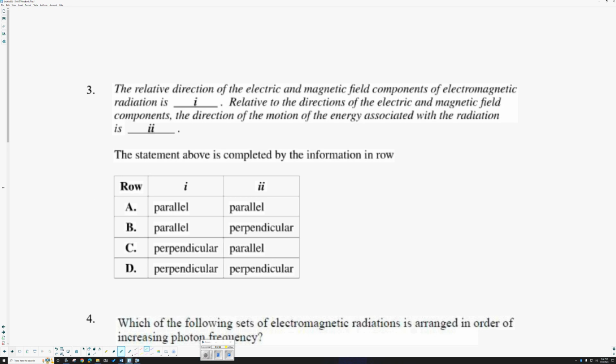3, the relative direction of the electric and magnetic field components of the EMR radiation is, listen, I told you guys in the last unit, if you have to guess a direction in the magnetism unit or the new unit, EMR, you're going to guess perpendicular. But we know the answer for this is perpendicular, right? Accelerating charged particles generate changing electric and changing magnetic fields that are perpendicular to each other and perpendicular to the direction of propagation of the wave, the direction of motion of the wave. So both of those are perpendicular. The answer is going to be D.